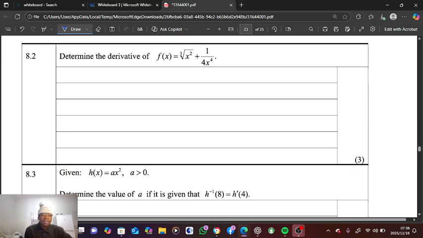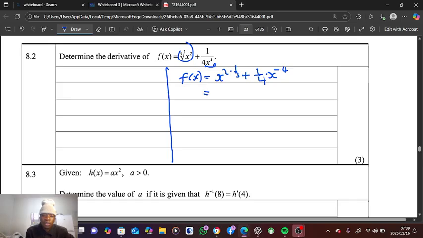Then we move to 8.2. Determine the derivative of f(x), given that f(x) is the cube root of x² plus 1 over 4x to the power 4. Firstly, we're going to simplify by changing our root here, then simplifying this side also. Here we have x to the power of 2 multiplied by 1 over 3, if we remove our cube root, plus 1 over 4. We take this x to the power of negative 4 and multiply it by our 1 over 4.